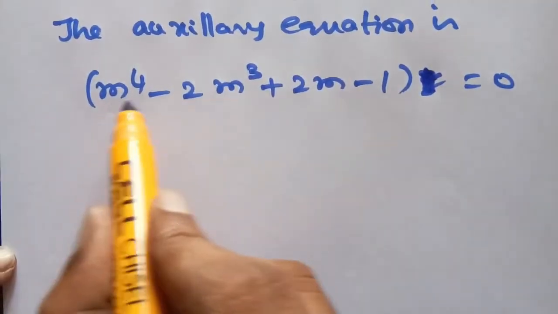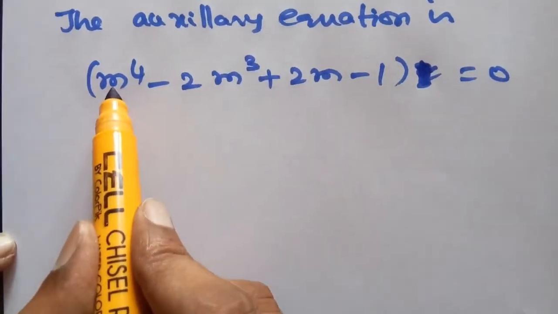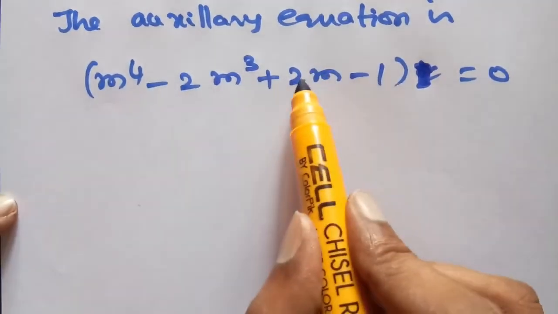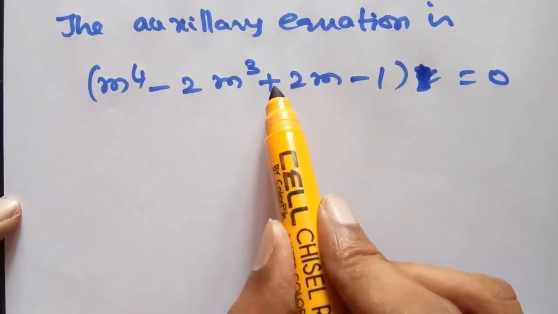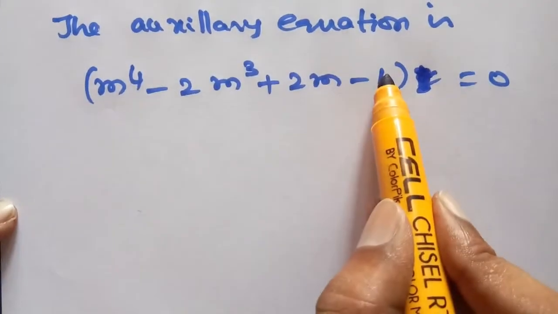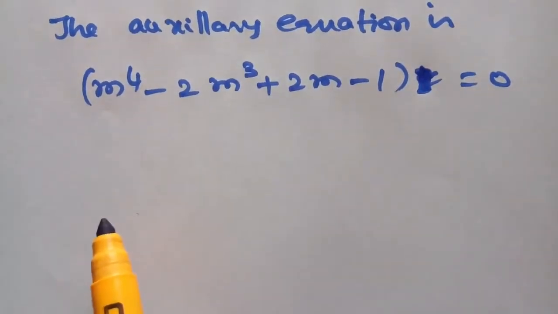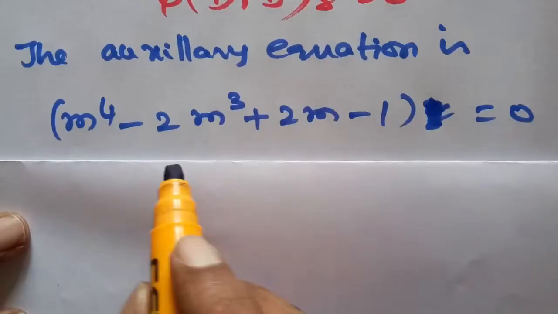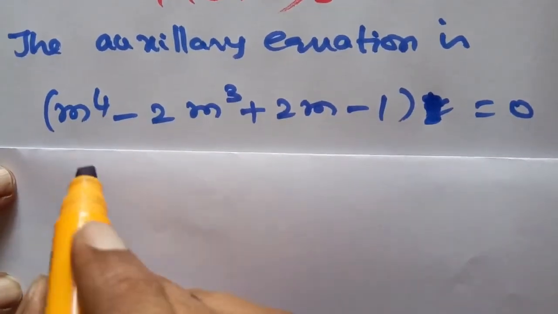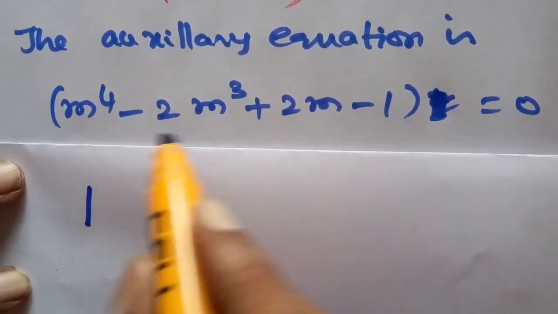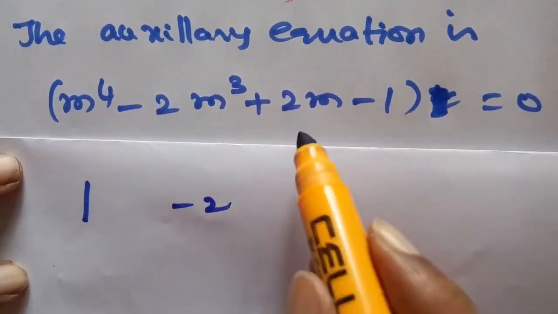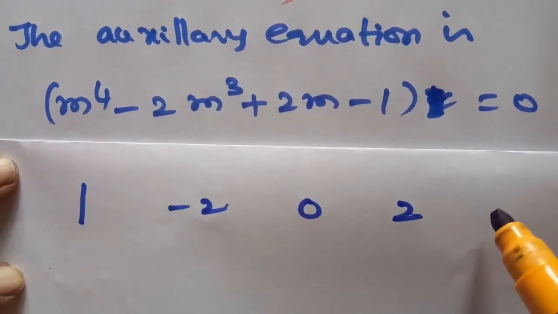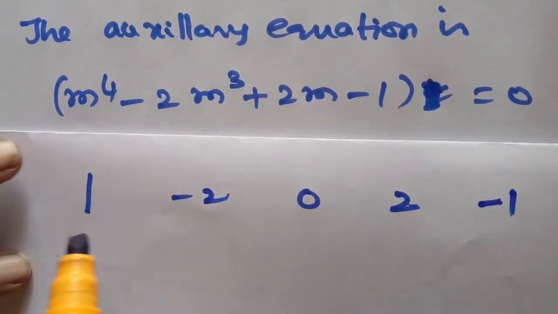Here m is equal to minus 1 satisfies this equation. You can see, plus 1, 2 into minus 1, that is plus 2, 2 into minus 1 minus 2 minus 1. So plus 1 minus 1 plus 2 minus 2 gets cancelled. Therefore 0. Therefore by synthetic division first you have to write the coefficients. Write down the coefficients: m power 4 is 1, coefficient of m cube minus 2, coefficient of m square 0, coefficient of m is 2, coefficient of constant here minus 1.